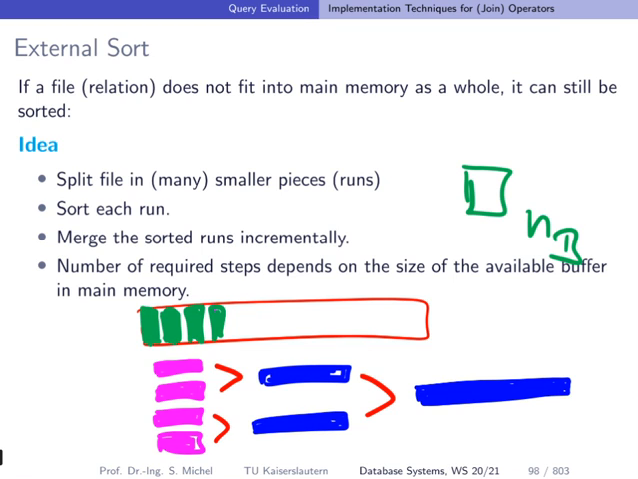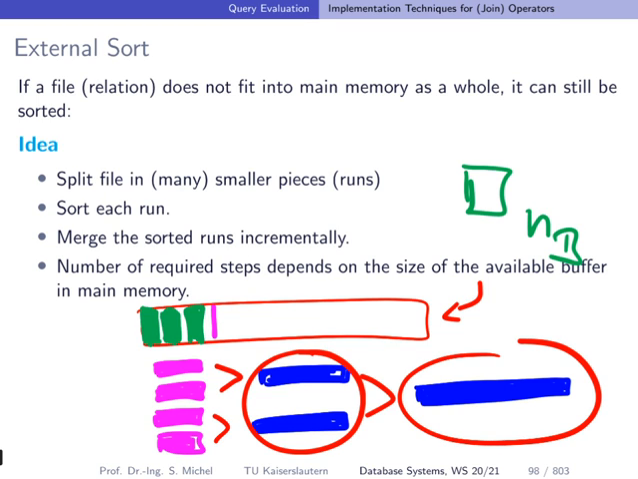Merging cannot just load the runs into memory, because they're too big, right? If the initial file was too big to fit in memory, together these runs are the same size, because we're always talking about the same data. These 2 runs have the same size as the big initial file, and even this last run has the same size as the initial file because it's the same data, just sorted.